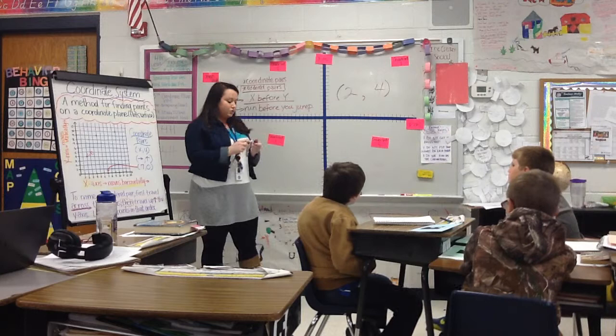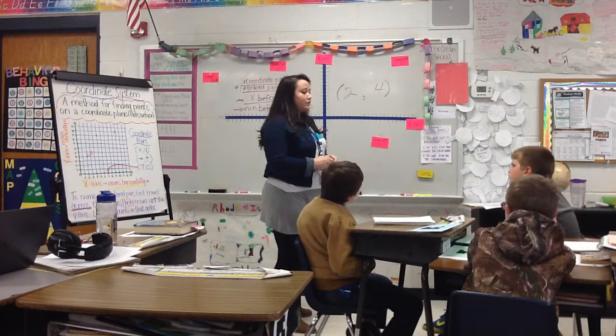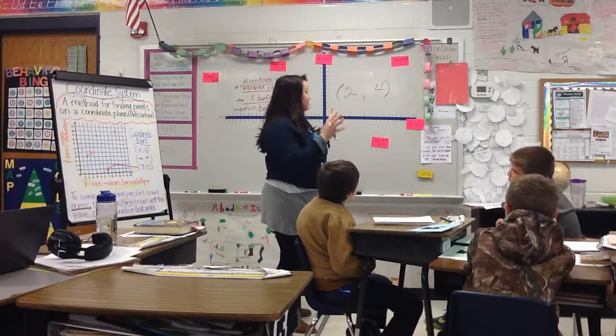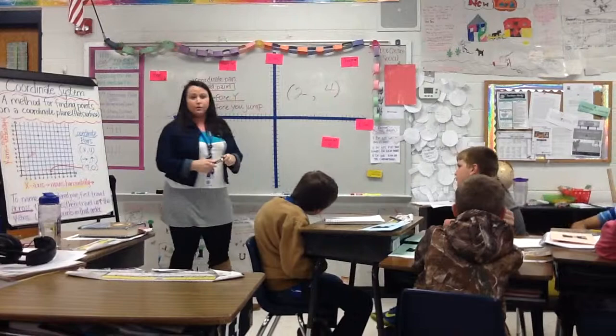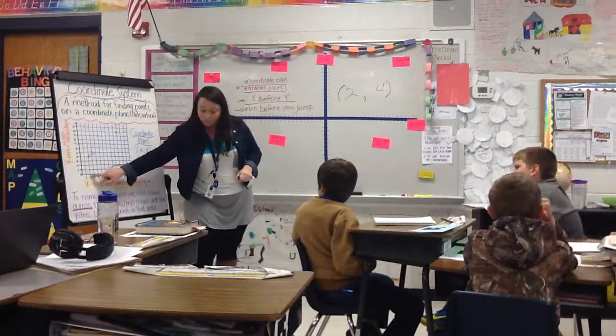Exactly like that. What do you have to have in between, Jacob? What do you have to have the numbers in between? Parentheses, excellent. What do you separate the numbers with, Josie? A comma. This is how we write them. So, our ordered pair, we ran over 2, and we jumped up on the y-axis 4.